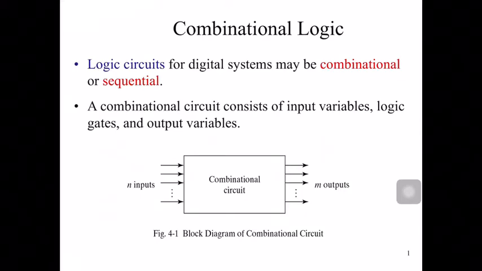Before we do sequential logic, let us review what is combinational logic. Logical circuits for digital systems can be divided into either combinational logic or sequential logic. Combinational logic, as you are already familiar with, consists of input variables, logic gates, and output variables. The block diagram is shown here.